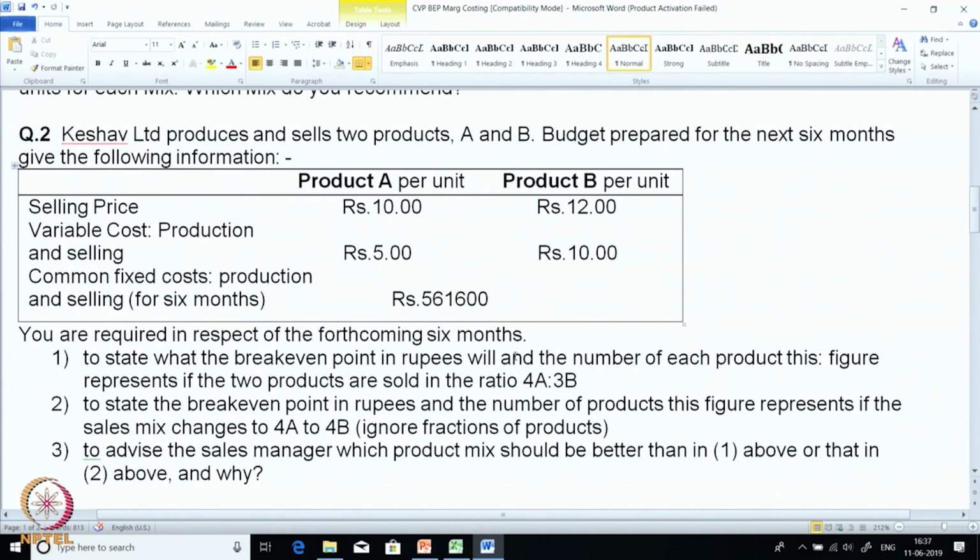Next one is a case of Keshav Limited. Please try to solve it with me. It sells 2 products A and B. They have given the details like sale prices, variable cost, and they have also given common fixed costs for 6 months.